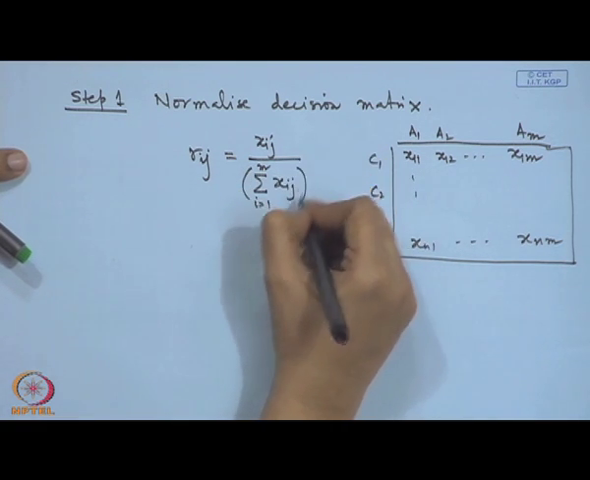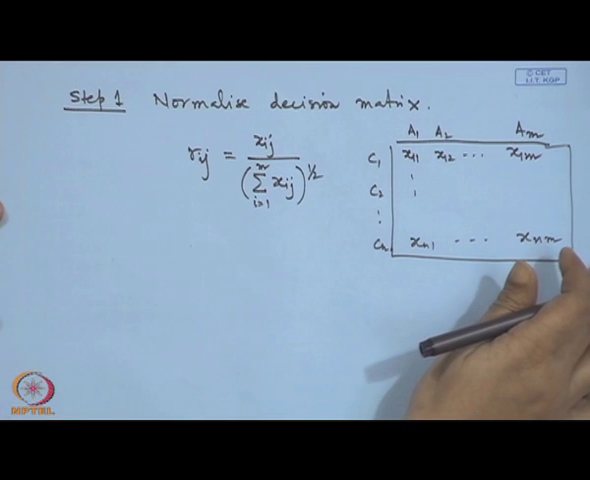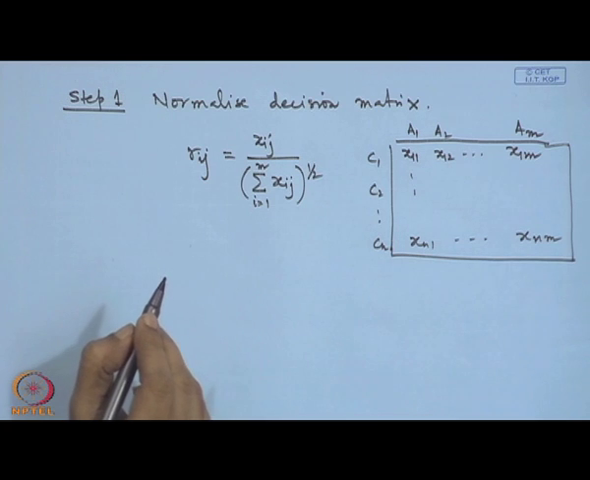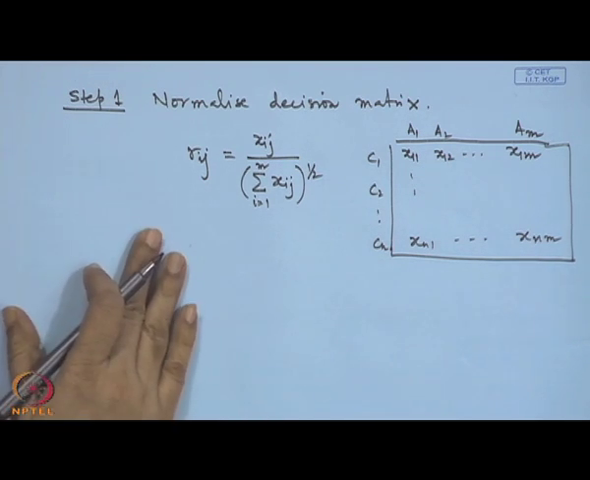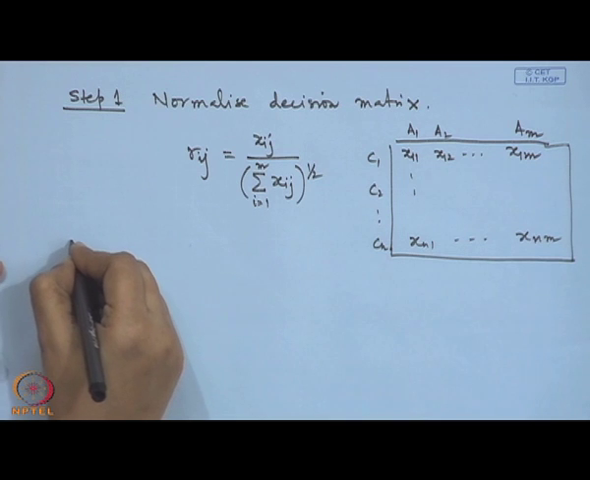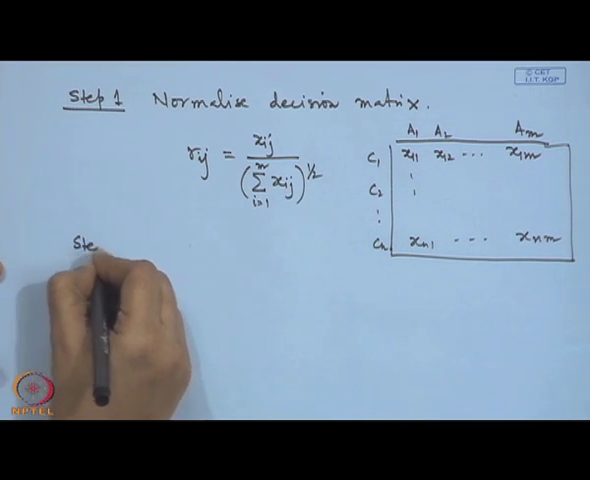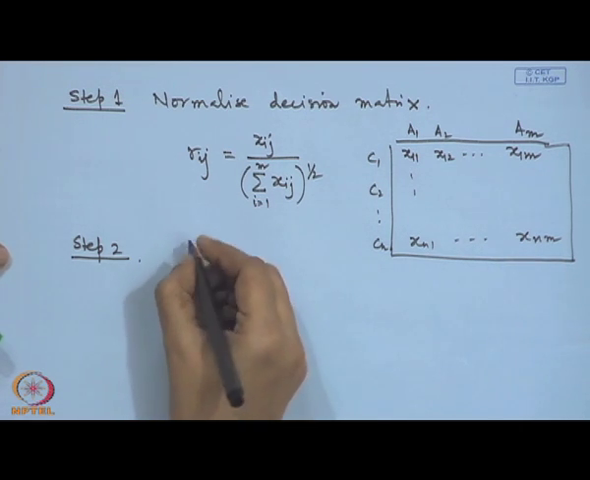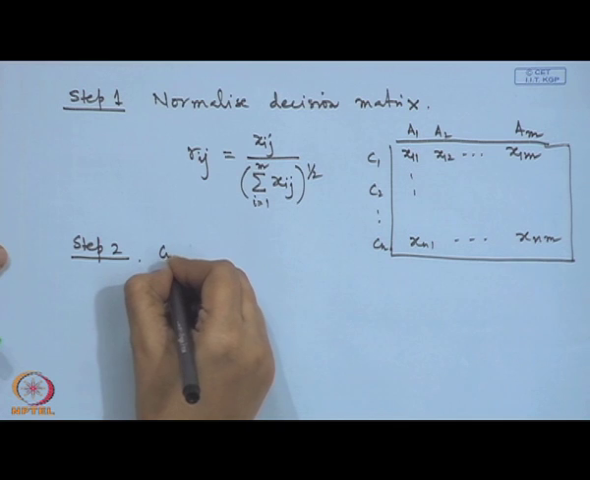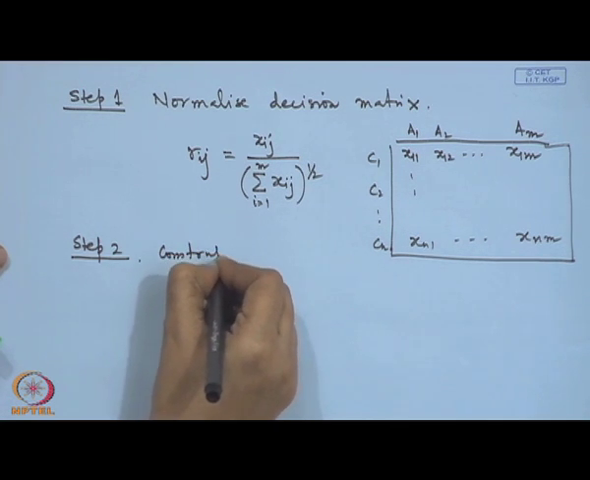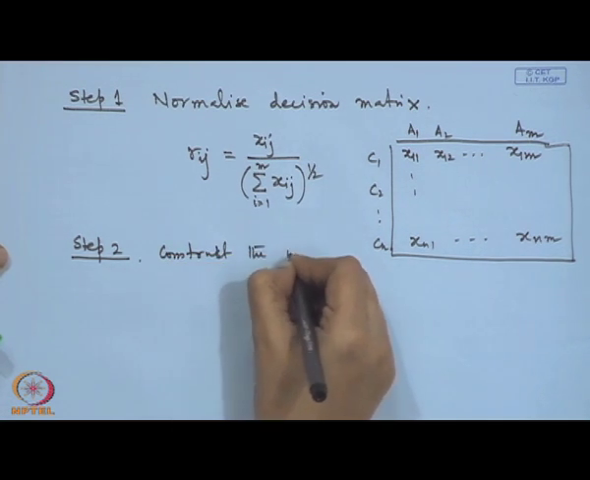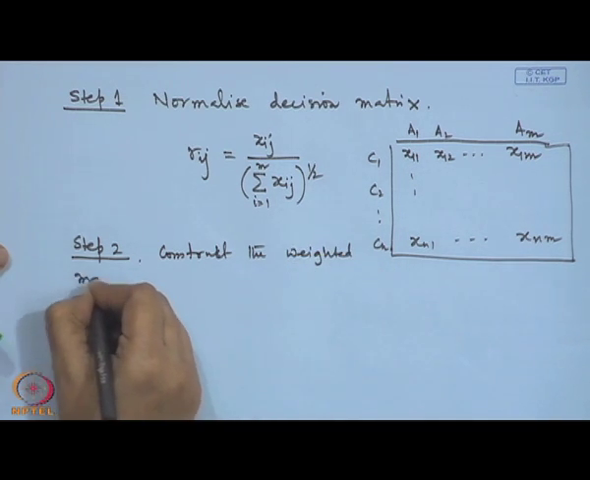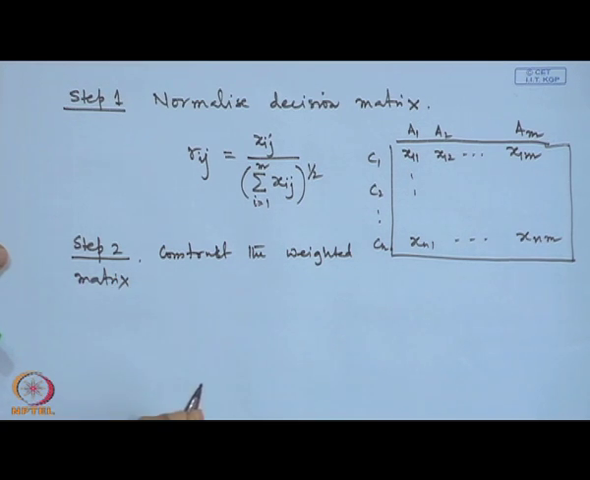Then we will get the values of Rij all between 0 and 1. Second step, this would be to construct the weighted matrix.